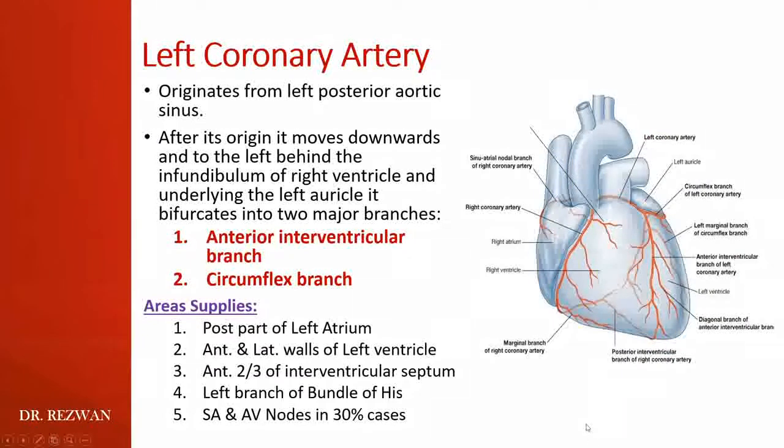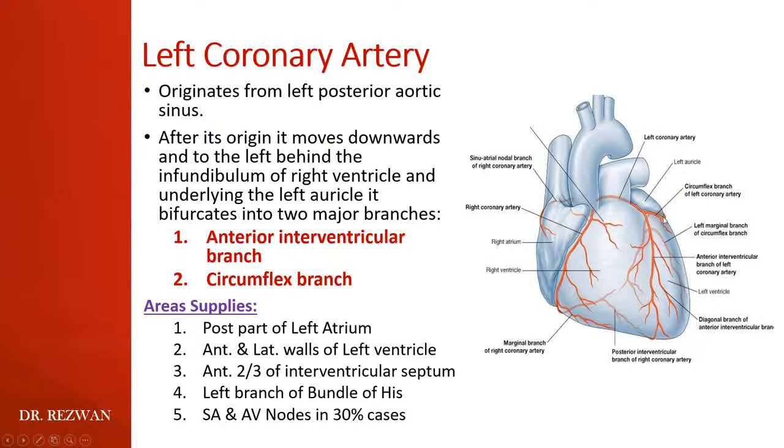Now the left coronary artery, we are talking about the course. It originates from the left posterior aortic sinus. This is the left posterior aortic sinus, we know that. After its origin, it moves downwards and to the left behind the infundibulum of the right ventricle, this is the infundibulum of the right ventricle, and the left auricle. Underlying the left auricle, it divides into two branches, we can see. One is the anterior interventricular artery, another one is the circumflex artery.